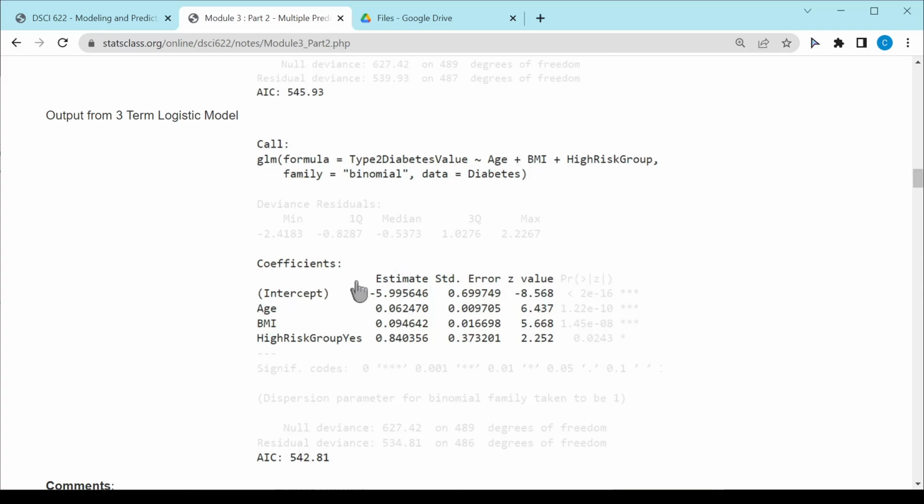So here is the 3-term logistic model. You can see that it has age, BMI, and this high risk group variable. That was a yes-no type variable, so that is an indicator here. When the model is being constructed, I had to create an indicator variable for that particular predictor variable.